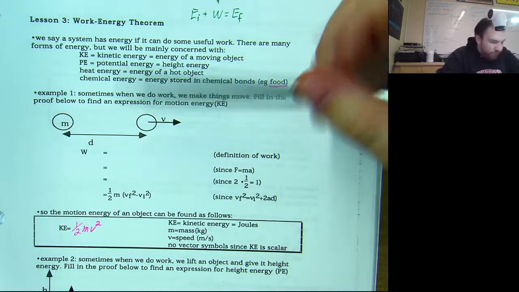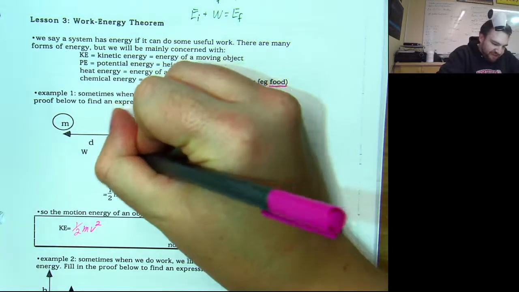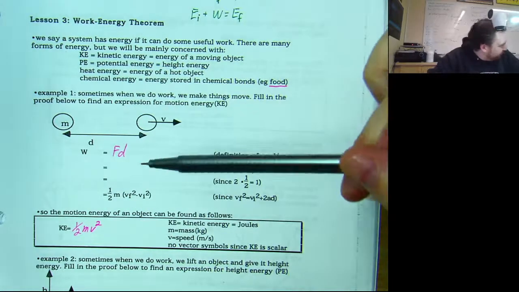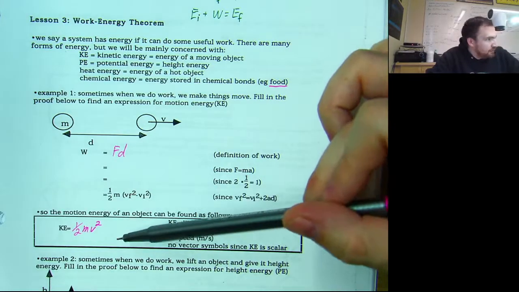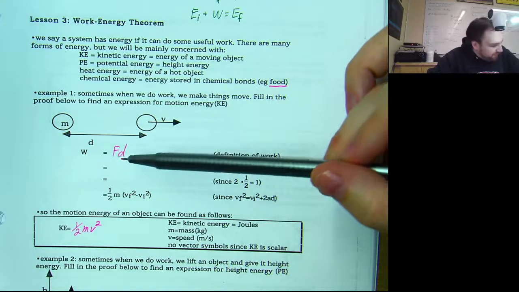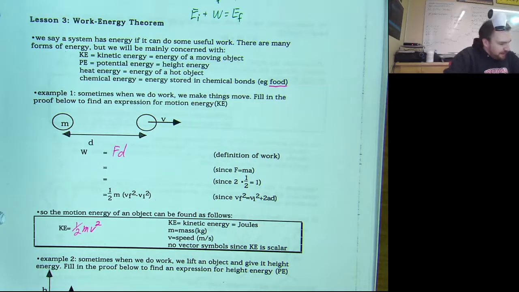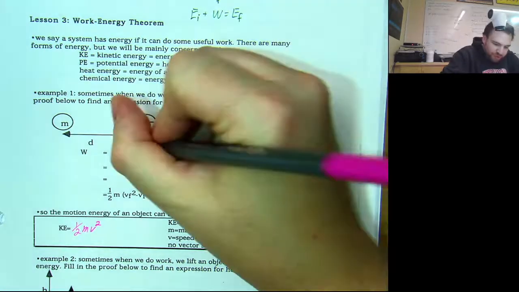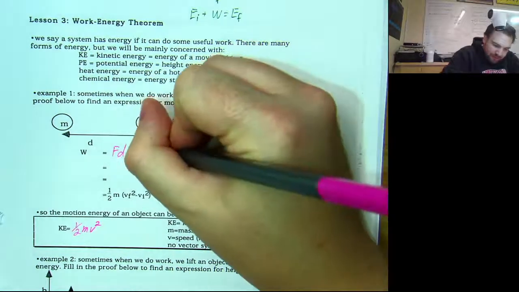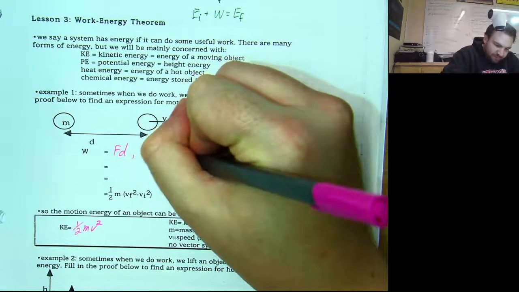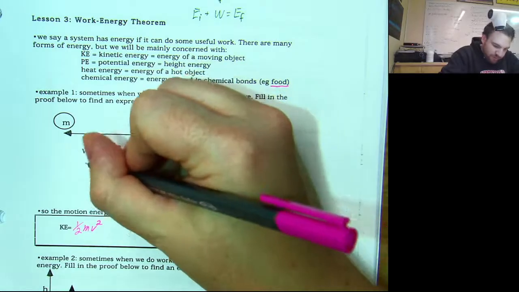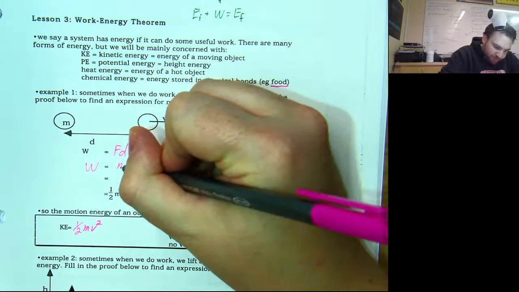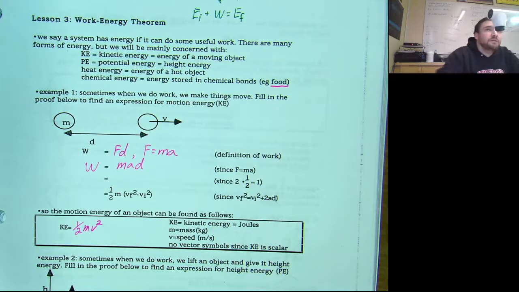The definition of work is equal to a force times a distance. I'm not sure, did Morrison go through a proof with you where this comes from? Or did he just give it to you? I don't. Okay, well, let's go through it. Work equals a force times a distance. We also know, though, that F equals ma. So we can say that work is equal to ma times d. Work makes you mad.